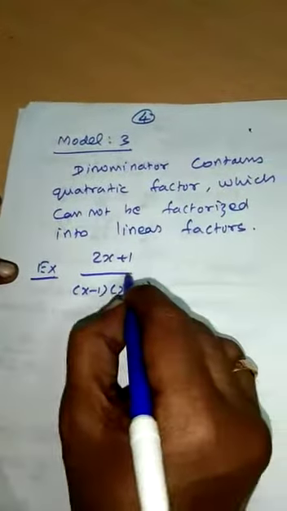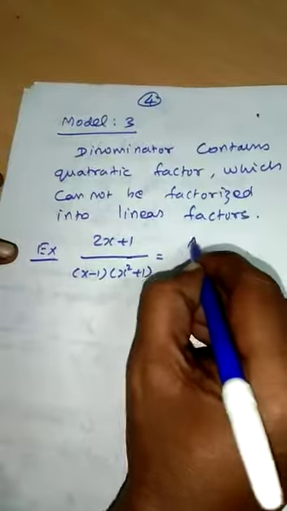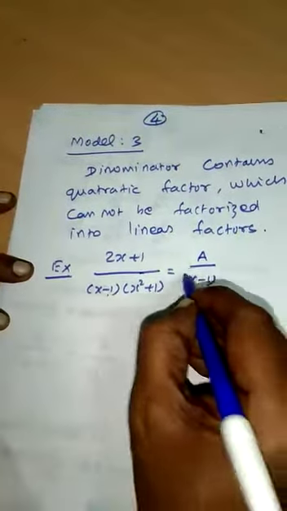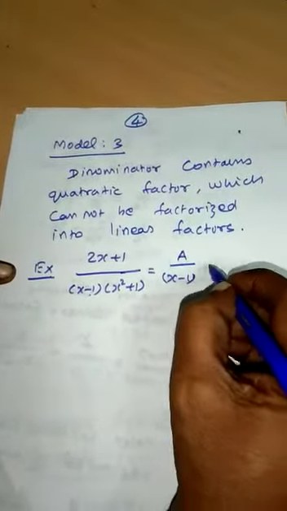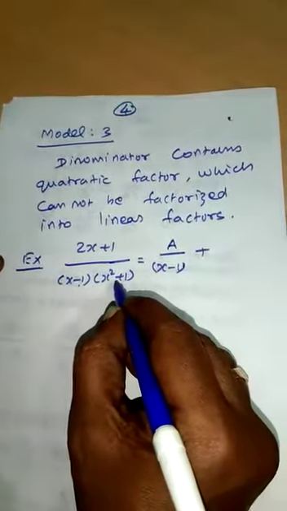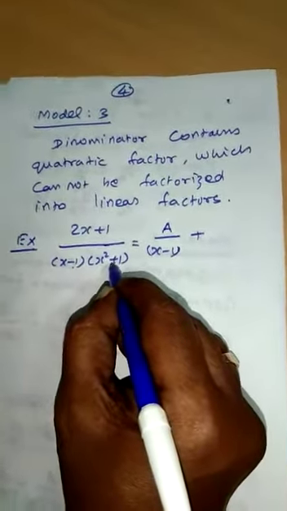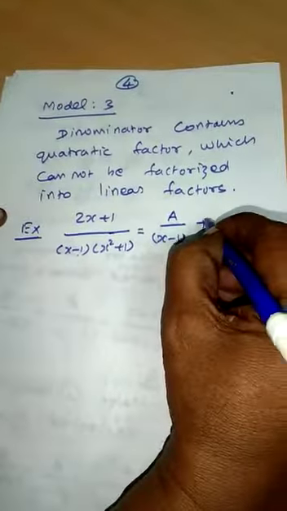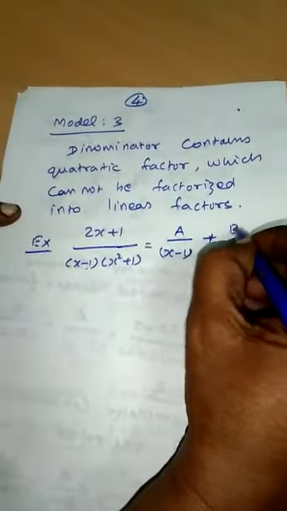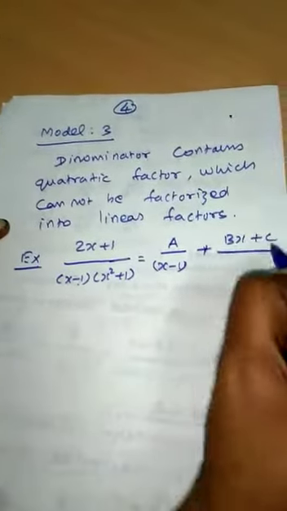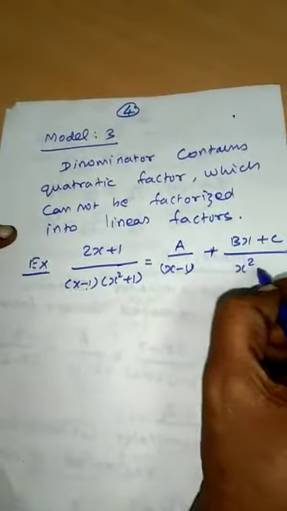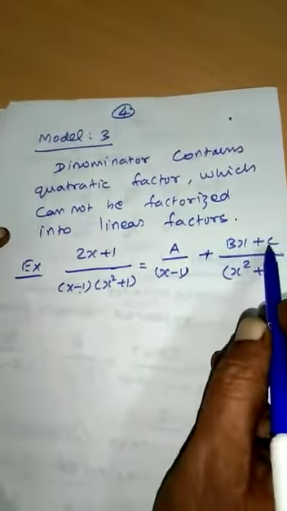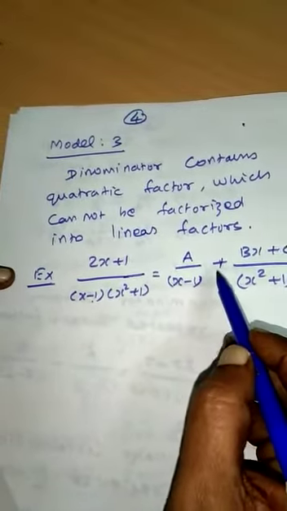Then we can split into a by x minus 1. It is linear, no doubt. And here is the quadratic, non-factorized factor. Then it can be written as bx plus c by x squared plus 1. Then we have to find out a, b, c. It is the method of partial fraction.